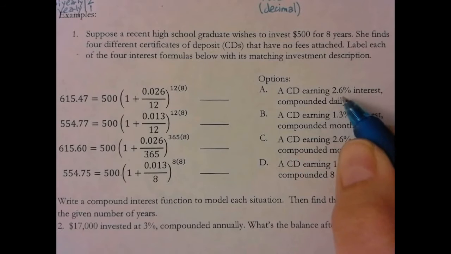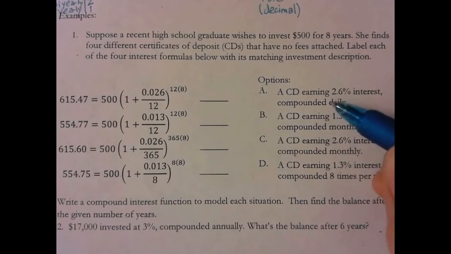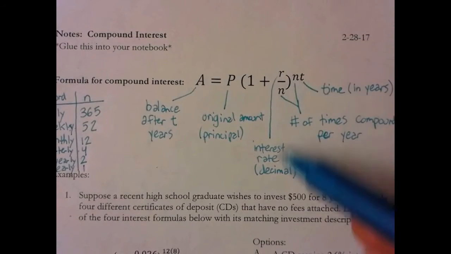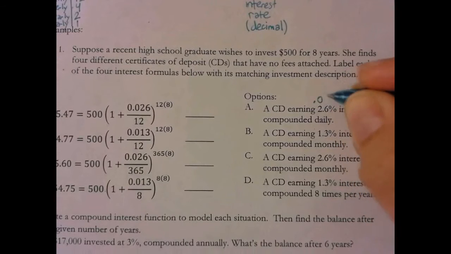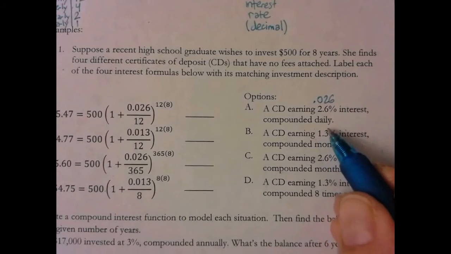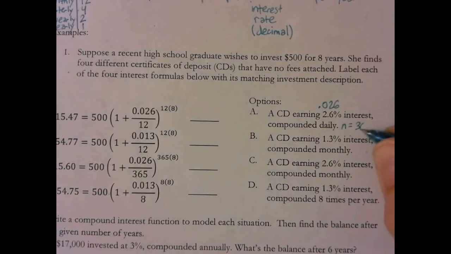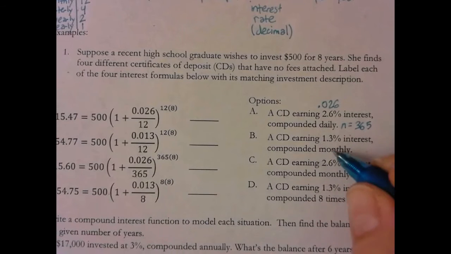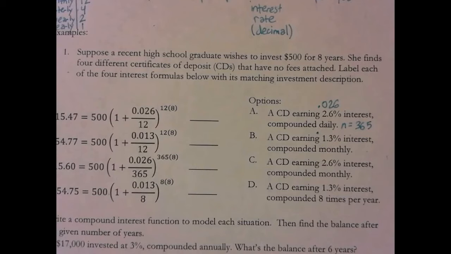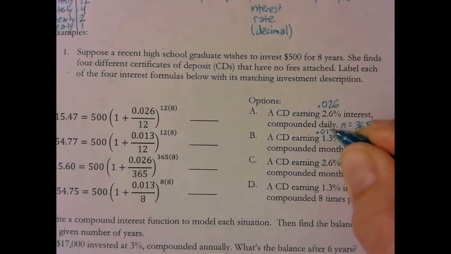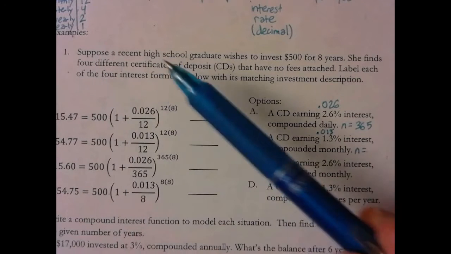Here's what's going to be helpful. CD earning 2.6% interest. We cannot put 2.6 as it is into our problem. We need to take that interest, which remember is our R, and put it into a decimal. So 2.6% is the same as 0.026. It's compounded daily, so if we look back up here, n equals 365. If we have 1.3% interest, ask yourself what the decimal would be. It should be 0.013. Compounded monthly, what is n if we're talking monthly? Look at your chart right up here.